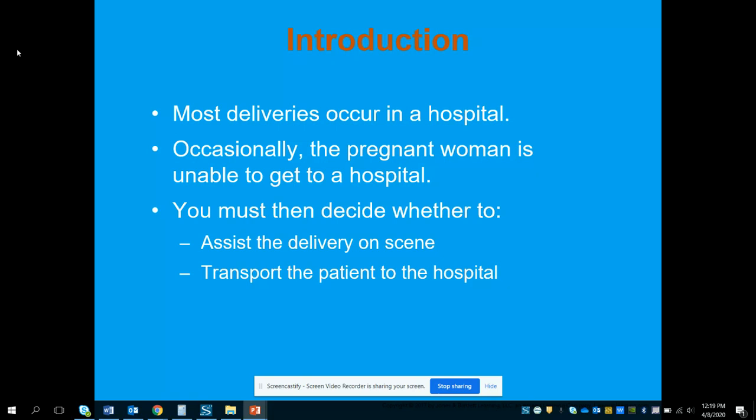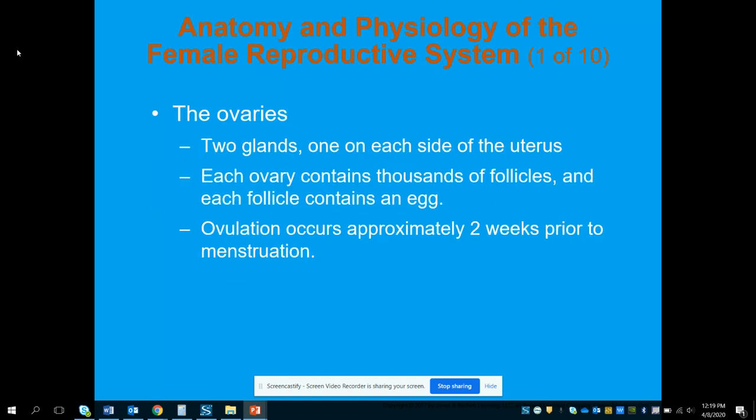And so again, we'll talk about some times when we definitely need to transport because we cannot deliver in the field, or talk about when birth is imminent and we need to wait and deliver on scene. So just going back over some anatomy and physiology, we just talked about this with chapter 23, but we're going to hit the highlights again.